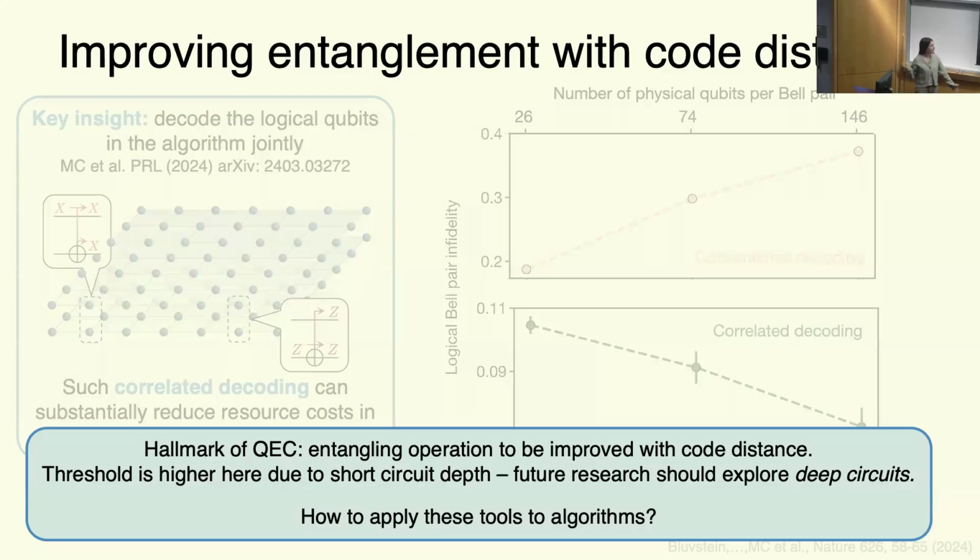So the next question that we can ask is, how do I take these basic building blocks of transversal gates and now apply them to realizing interesting algorithms?